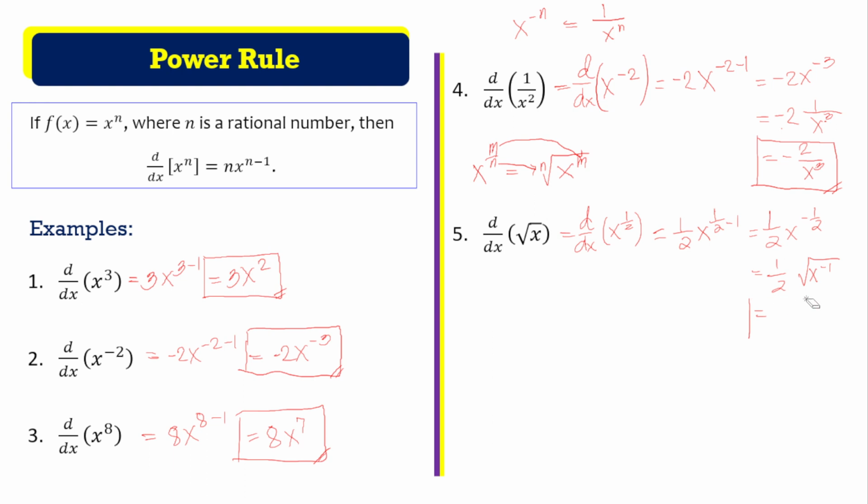Alright, let me just rewrite it a little bit down. So 1/2 times 1 over the square root of x, which is 1 over 2 square root of x. So you can have this as your final answer, right? Or if your answer is just this, then that's okay. If your answer is written this way, that's okay. They have the same value, right?